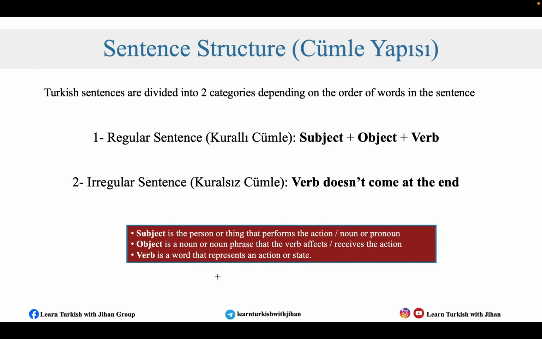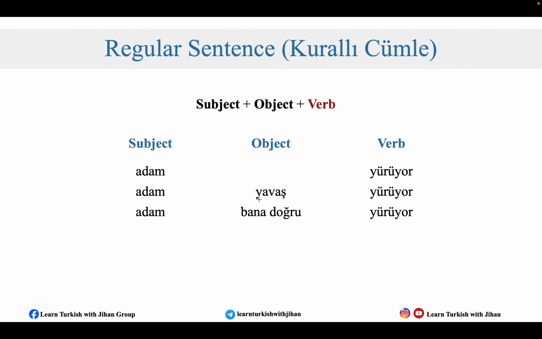Now let's start with the first category. So this is an example of what I just said. In the regular sentence, we have a subject, object, and then verb. Here, for example, I have the first sentence, which is Adam yürüyor, the man is walking. Only I have a subject and a verb. Who is walking? The man. There's nothing here in the object.